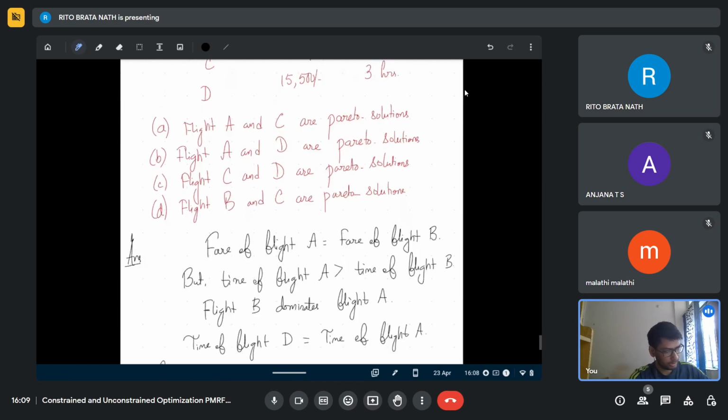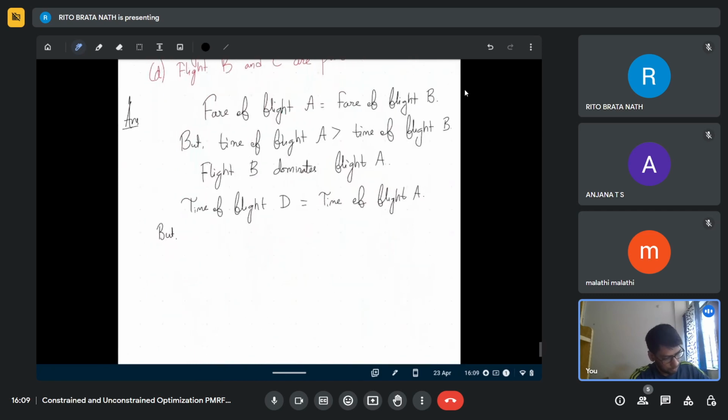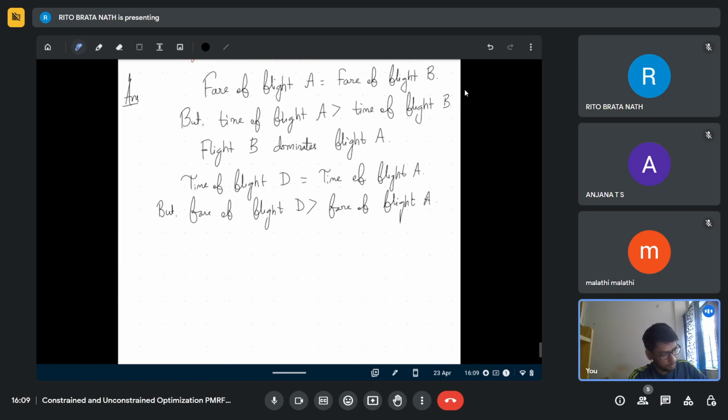But fare of flight D is higher. So fare of flight D is greater than fare of flight A. So that means flight A dominates flight D, and it automatically means that flight B dominates flight D.